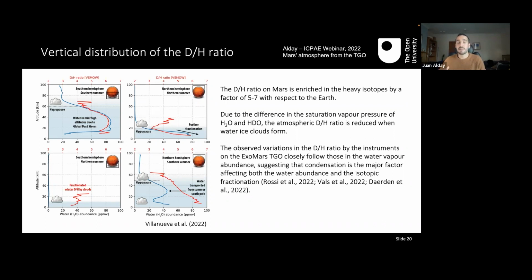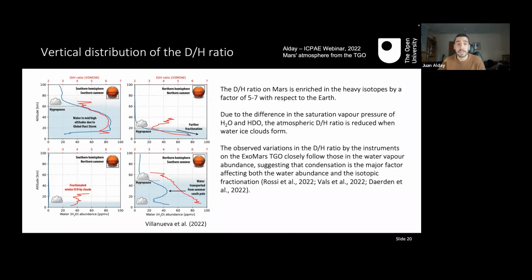So why does this happen? Well, this is called condensation-induced fractionation. And this happens because the saturation vapor pressure of HDO and H2O is different. So essentially, H2O molecules condense a bit more efficiently than the HDO ones. So when water ice clouds form, the H2O condenses more efficiently and the D2H ratio in the atmosphere drops.